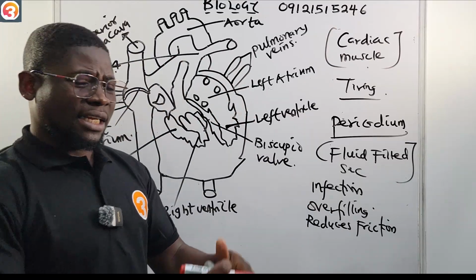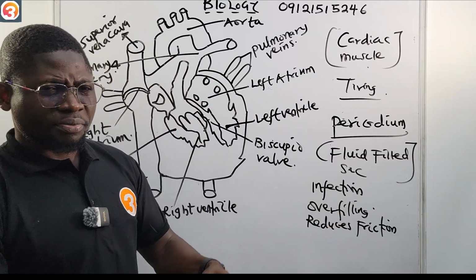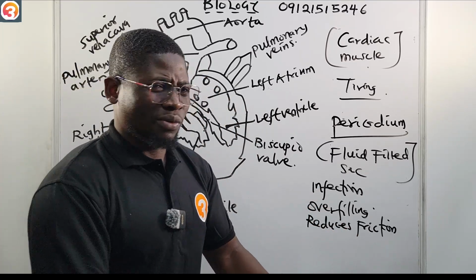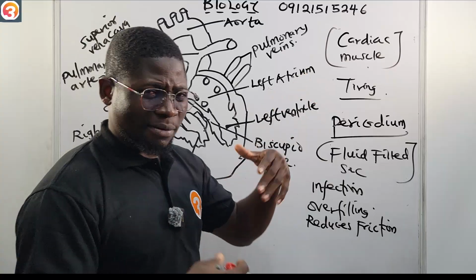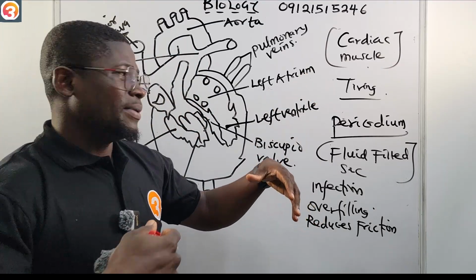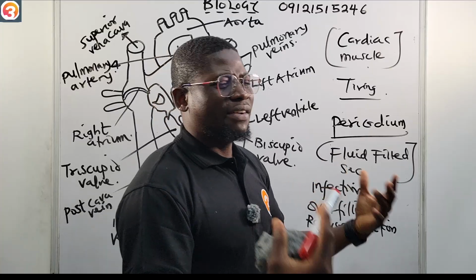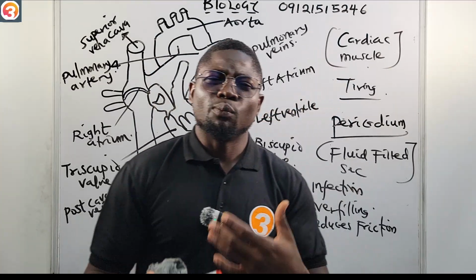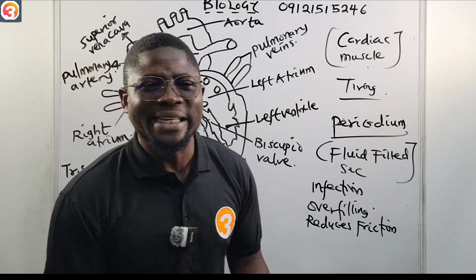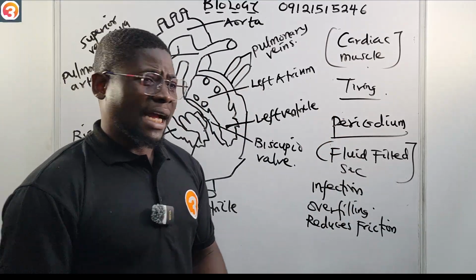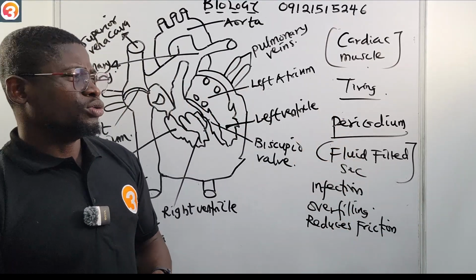We'll talk about quite a number of things. The heart is the size of a clenched fist for an adult. We say it has specialized tissue called the cardiac muscle. We said it is protected by the pericardium, and it is located in the thoracic cavity, or the chest cavity. All these things are things you're supposed to know. They are very simple questions that can be asked from here, so please do not joke with it.